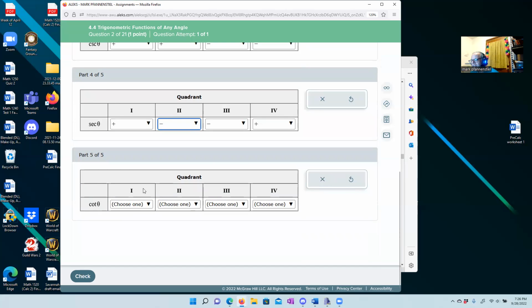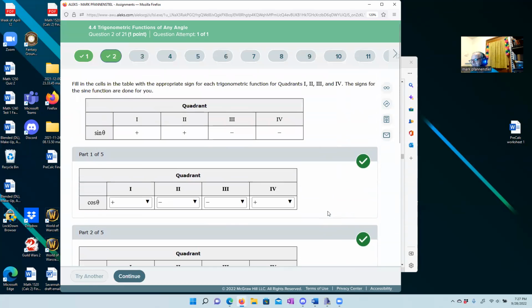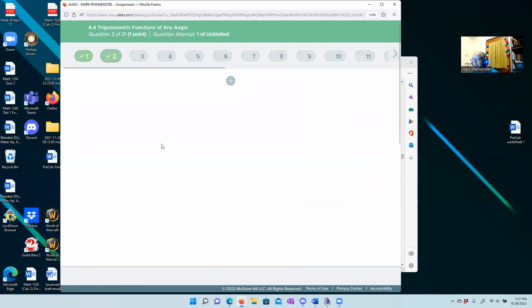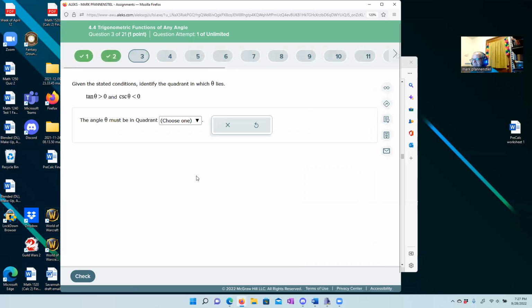Cotangent is positive in the first quadrant. It's also positive in the third quadrant. It's negative everywhere else, because one of the x's and y's is going to be negative in those two quadrants. In the third quadrant, they're both negative, so we don't have to worry about that. Okay, hopefully that'll work out. Hooray, we got all green checks, and it looks like we're pretty good. That's what they're having us do with this kind of problem. And then we're going to get into something a little bit more difficult.